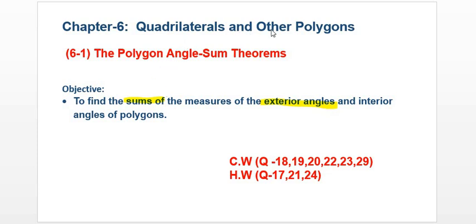Bismillahirrahmanirrahim. Topic 6, Quadrilaterals and other polygons. Our first lesson is about the polygon angle sum theorem. So the main objective is to find the sums of the interior and the exterior angles of the polygon.